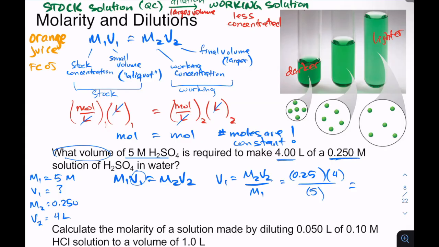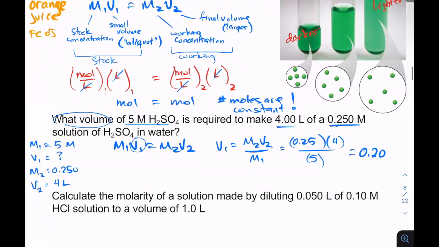So 0.25 times 4, that's a quarter times 4, that's 1. 1 divided by 5 should be 0.2, correct? 0.20, and its volume should be in liters, which is the same as 200 milliliters if you wanted to work in milliliters.